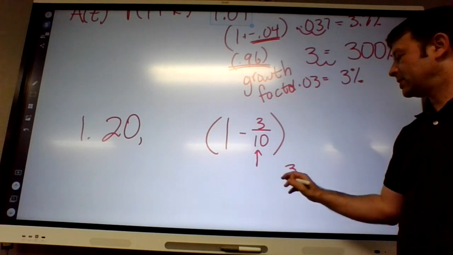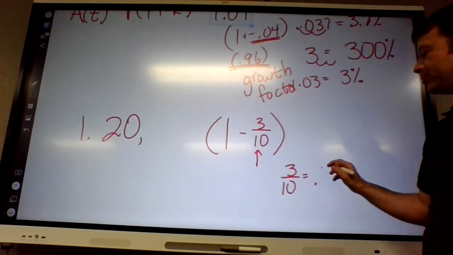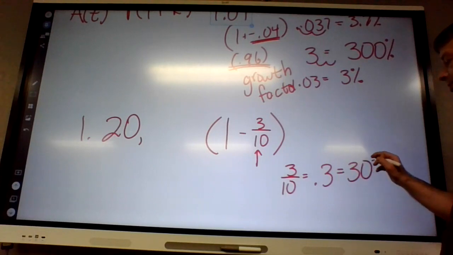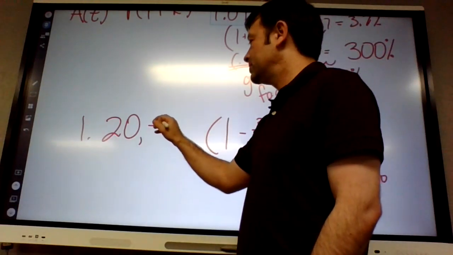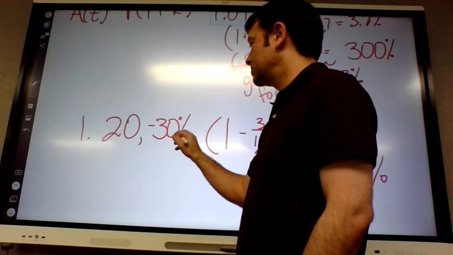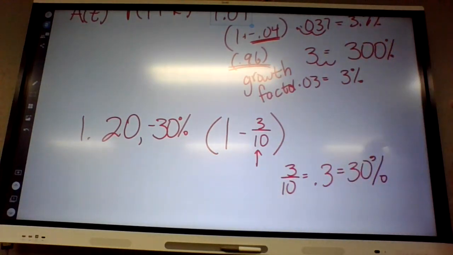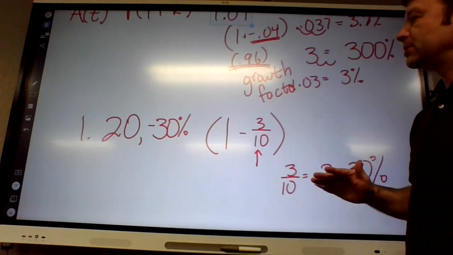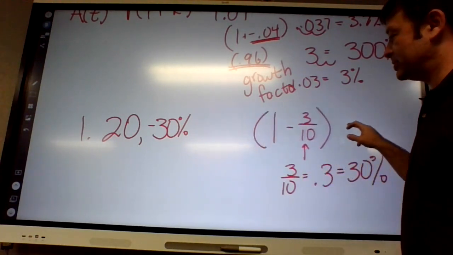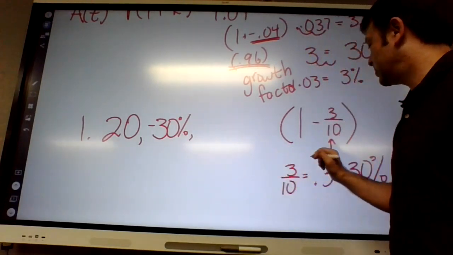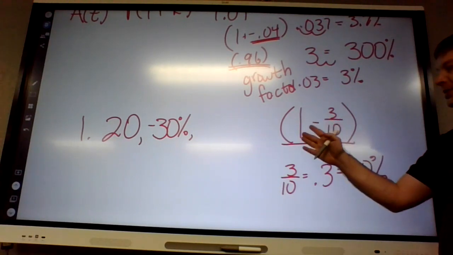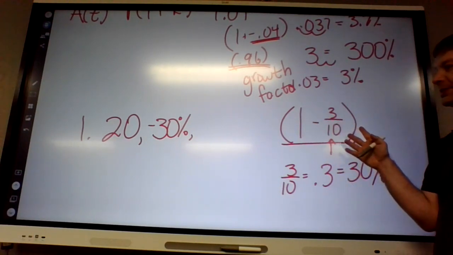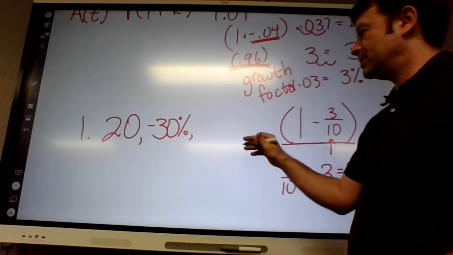30. Yeah, if you did 3 divided by 10 in your calculator, it'd be 0.3, but you need to change that to 30%. Also, it's a minus 30%, like it's dropping off. So it's a negative 30% change. Okay. Third question is, what is the growth factor? The growth factor is the parentheses simplified. Yeah, 1 minus 3/10 is 7/10. So you could say 7/10 or 0.7.